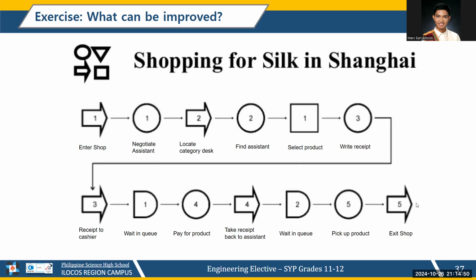So if you notice in this process map, we can identify several types of waste. So an example of this is motion. Because from one place to another, you move as a person in order to give the receipt to the cashier. So there is a motion waste. And at the same time, there is waiting because here, dalawang beses kang magpipila. Okay, so how can we simplify this process?